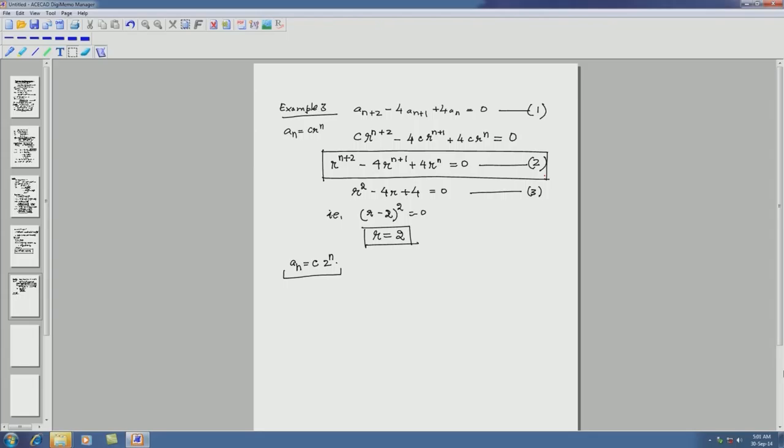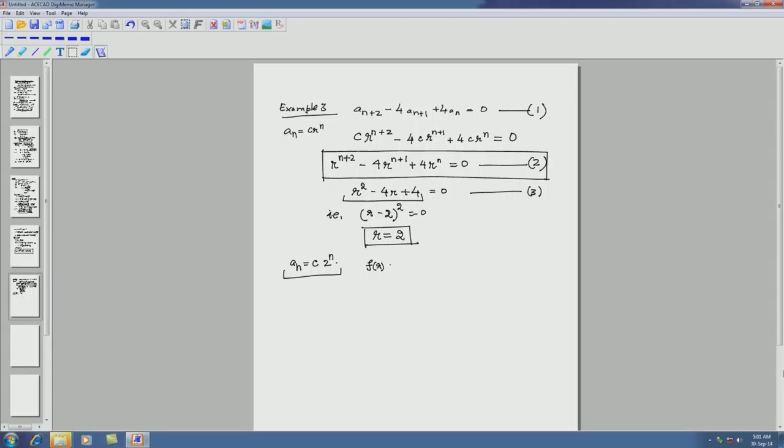Now, since equation 3 has a repeated root, we know that if we take the derivative of the left hand side of equation 3, which is a quadratic polynomial, that repeated root will also satisfy that derivative.